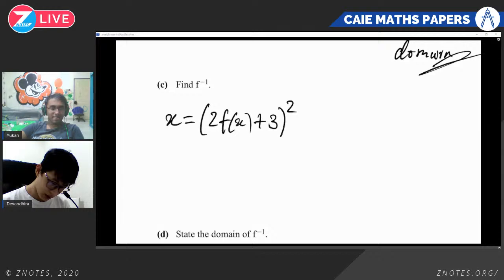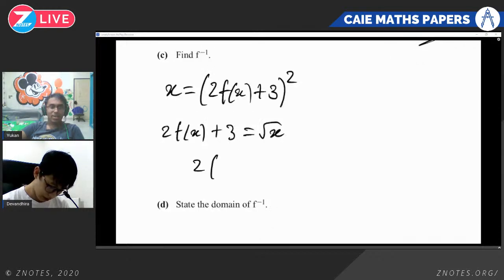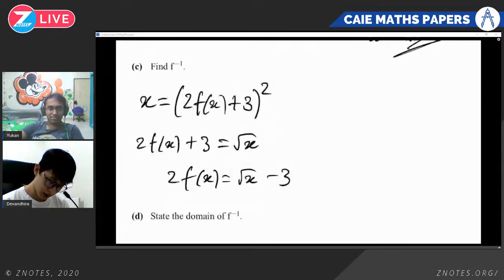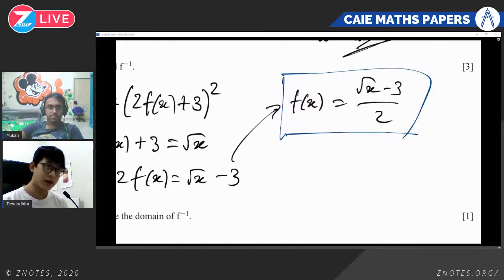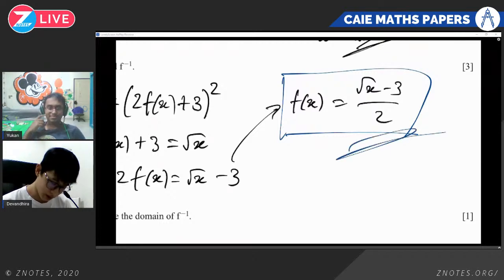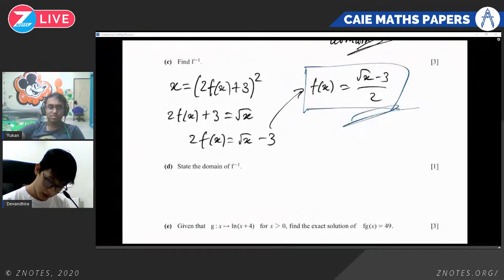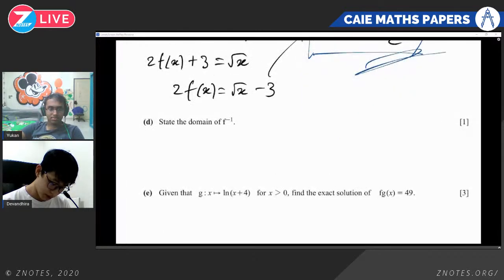Move the 3 aside to f of x. Root x minus 3, and divide by 2. Root x minus 3, divided by 2. This is the answer, correct? Yeah, that's the answer. Right.